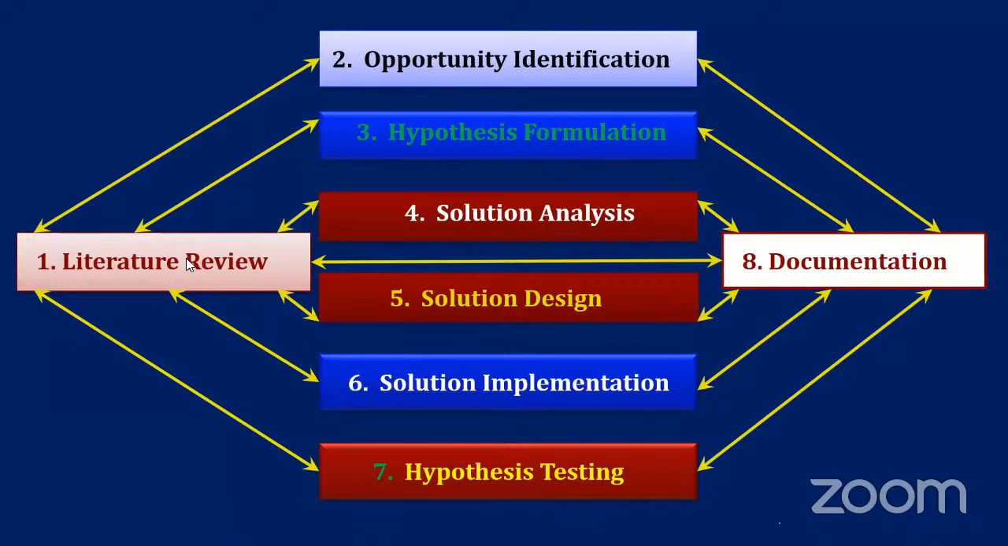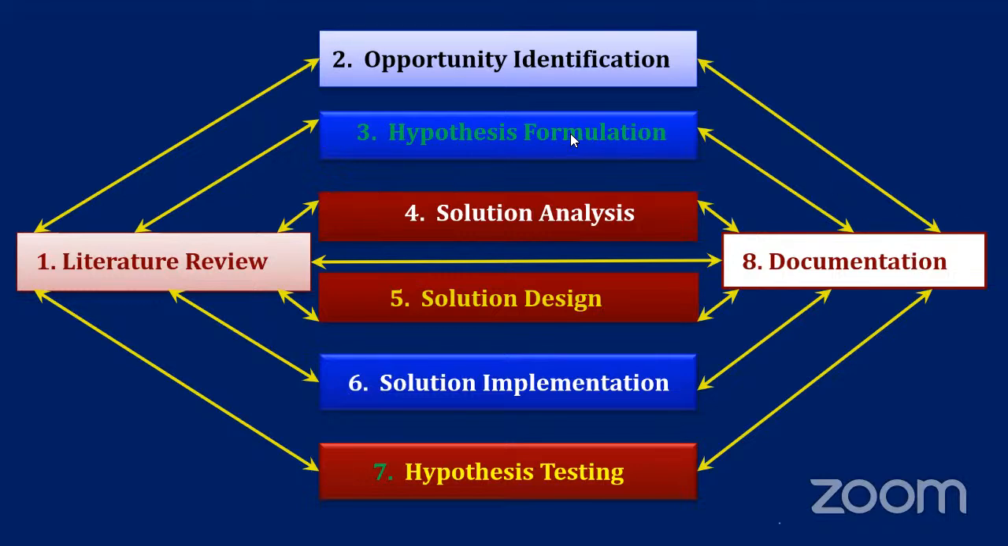The moment you get an idea, you have to go for a literature survey, identifying the work already done, what the recent trends going on are, what future trend is suggested by the researchers, and accordingly you have to identify the opportunity. Once that opportunity identification is done, again you are going to document it. Then you move to hypothesis formulation. From the opportunity identification, you move to hypothesis formulation, and while formulating your hypothesis, you carry out the literature review and you document it.